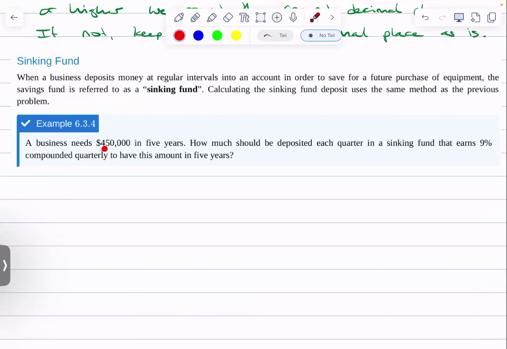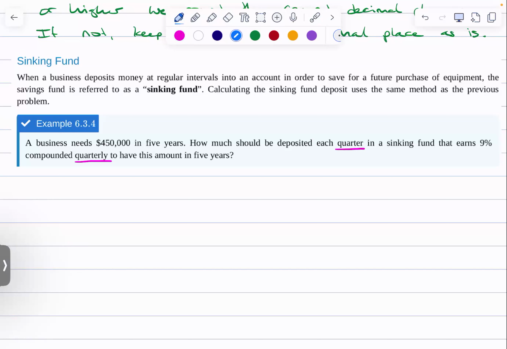Bigger monies though. A business needs $450,000 in 5 years. That can happen. How much should be deposited each quarter in a sinking fund that earns 9% compounded quarterly to have this amount in 5 years? First things first, we need to make sure our payments are quarterly, which means our compounding also has to be quarterly. And that's true. So that's good.